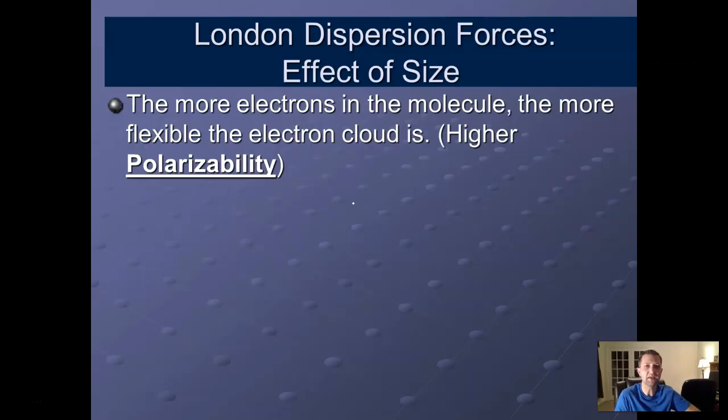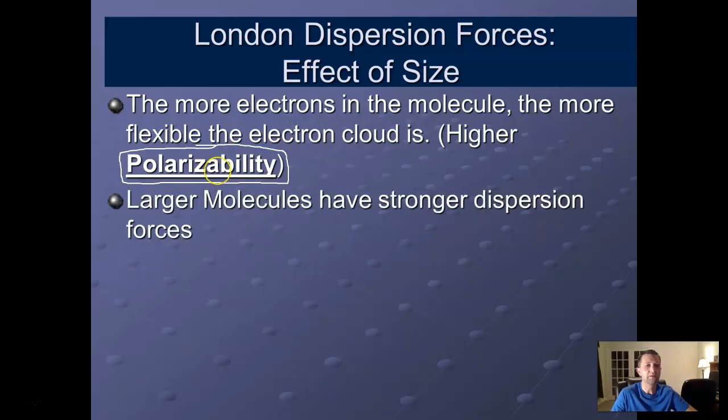Okay, so let's look at London dispersion forces and what effect the size is going to have on these. The more electrons in the molecule, the more flexible the electron cloud is, so higher polarizability. That is our new vocab term. Okay, we want to make sure we know what that is. Polarizability, if you want to write that in, look at the word. Part of it is polar, right? Polarizability is the ability of that substance to be polar, okay?